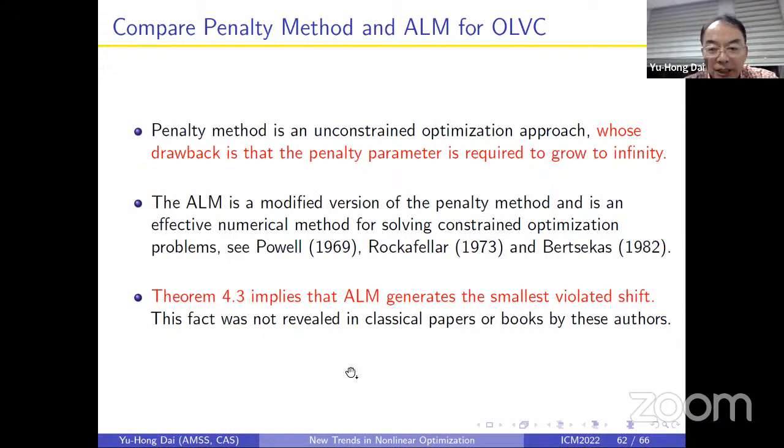So actually, we also work on the penalty method. You know, a penalty method works for a problem with feasible constraints, but we also analyze that the penalty method works for the case of infeasibility. This penalty method requires the penalty parameter to go to infinity. So by this work, we can show the advantage of the augmented Lagrange method, which does not require the parameter to tend to infinity.